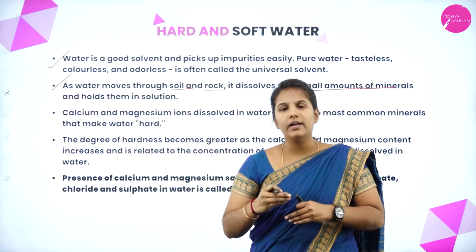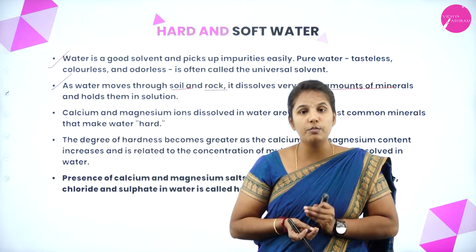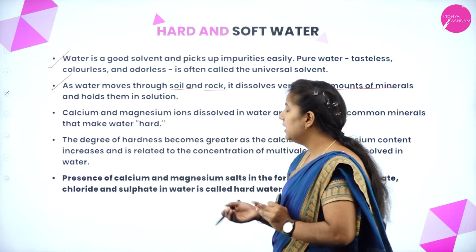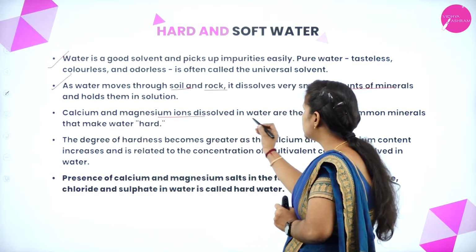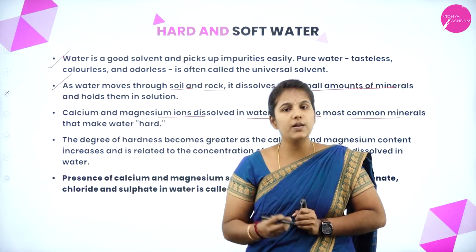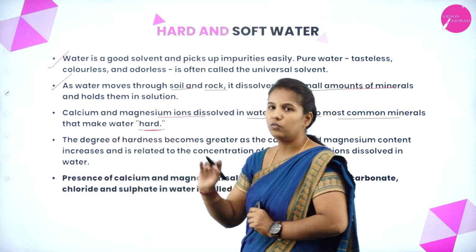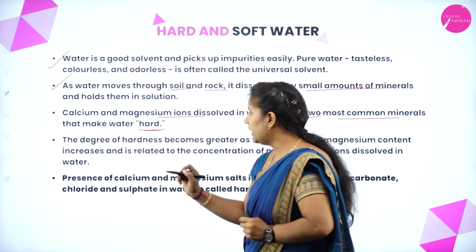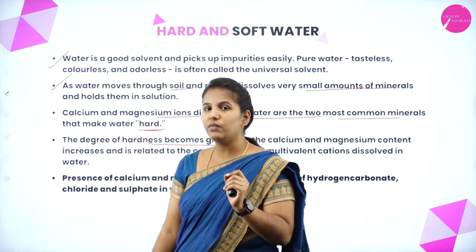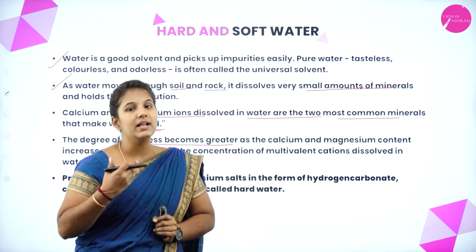When it is moving, it also carries some minerals, which get dissolved in the water. Is it right? Yes. The calcium and magnesium ions dissolved in the water are the two most common minerals always present in water, and they cause the hardness of the water. Remember, the degree of hardness becomes greater only when the concentration of calcium and magnesium ions in the water increases.